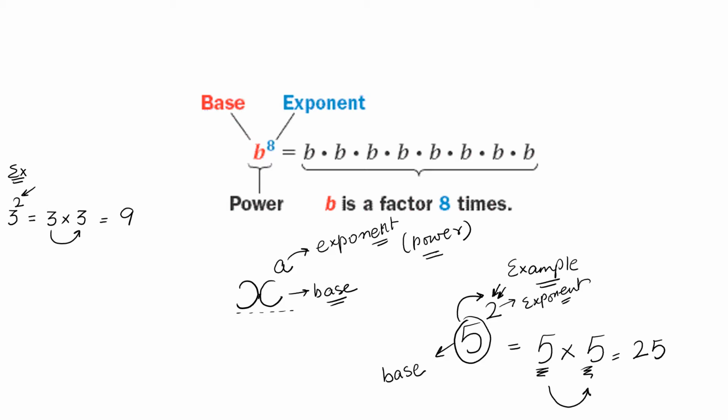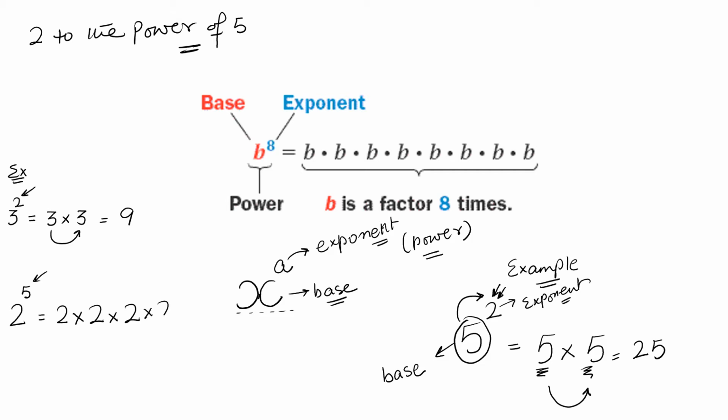Let's take another example. If I write 2 to the power of 5, this is the way we have to read it: 2 to the power of 5. How many times will we write the 2? 5 times. Excellent. So 2, 1 time, 2 times, 3 times, 4 times and 5 times.